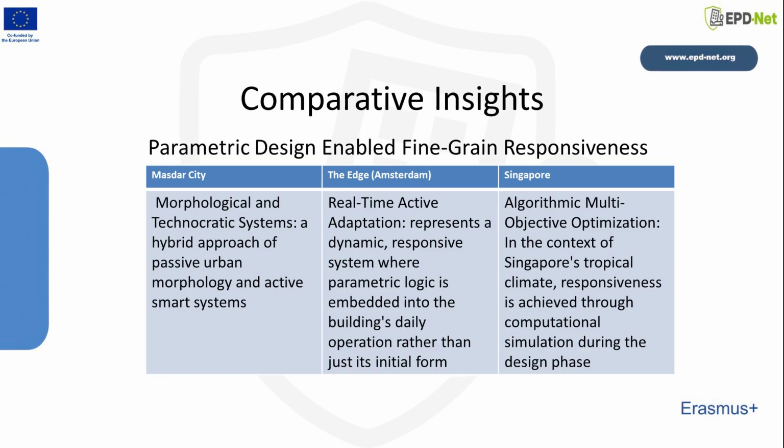Masdar City, UAE, Morphological and Technocratic Systems. Masdar utilizes a hybrid approach of passive urban morphology and active smart systems. Responsiveness is achieved through a compact, high-density, low-rise urban form inspired by traditional Arab cities, designed to channel cool air and shade walkways, passive cooling. This is layered with smart city features, such as digital infrastructure and data-driven energy optimization.